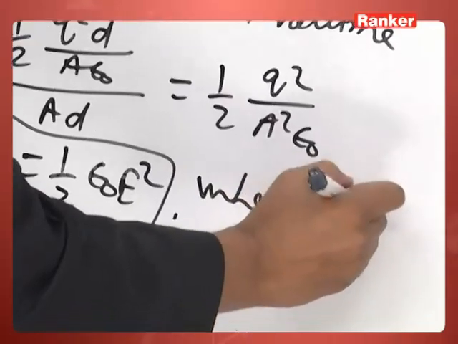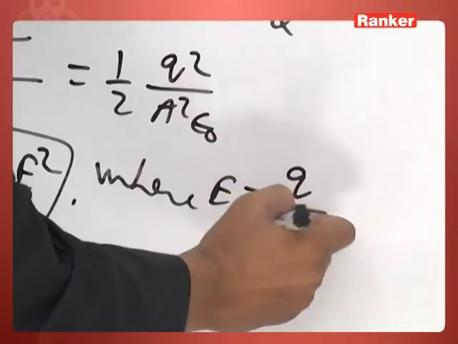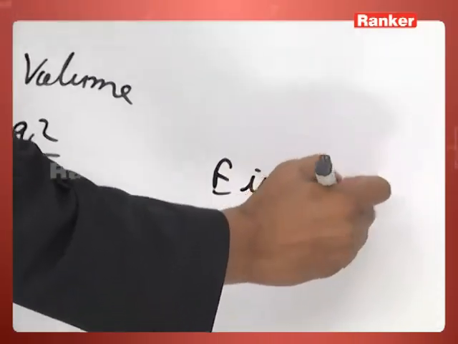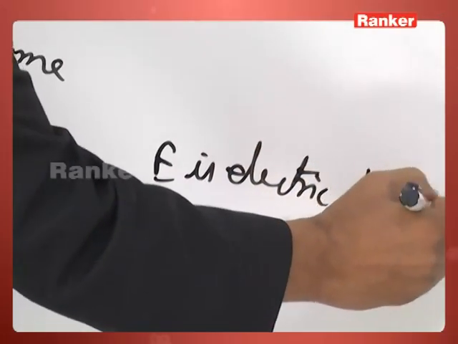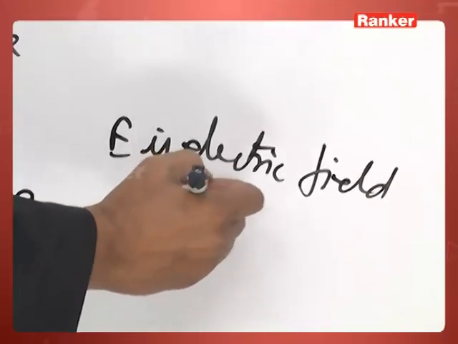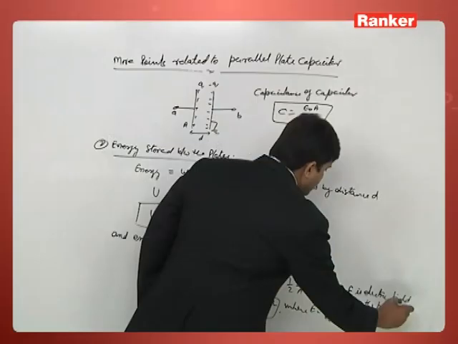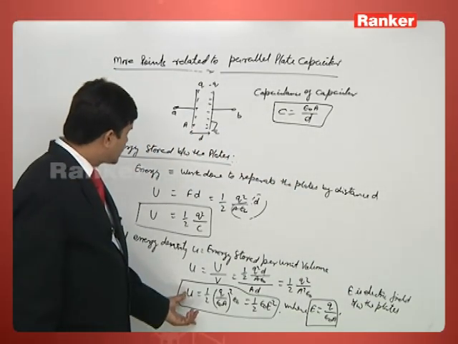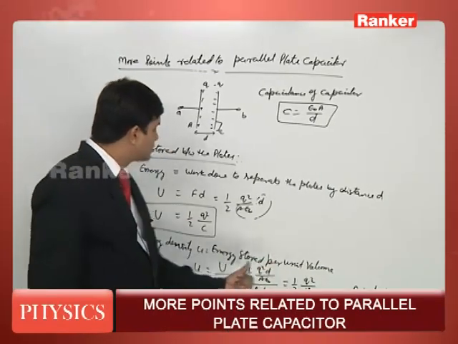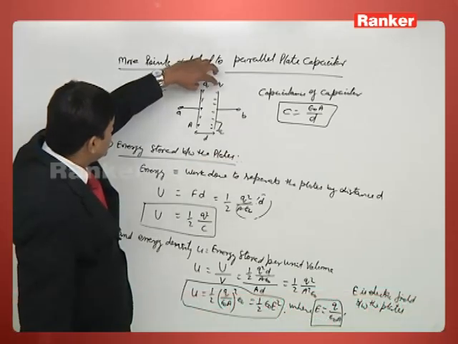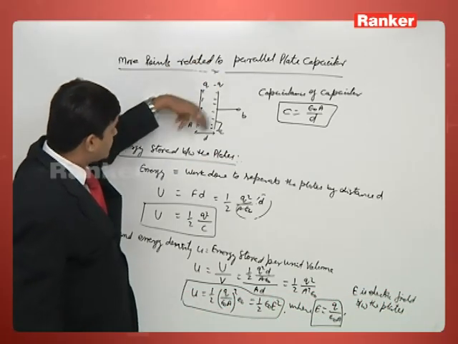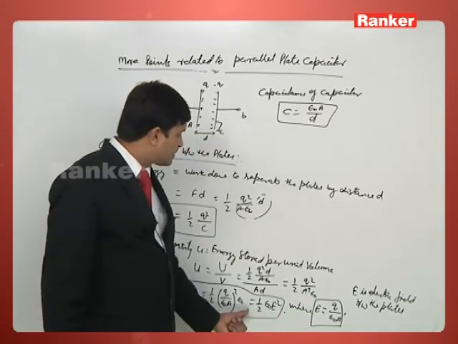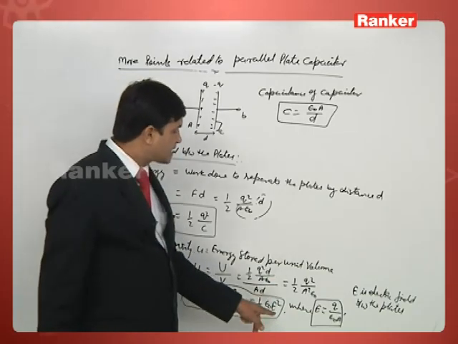Where E is equal to Q by epsilon naught A, and E is the electric field between the plates. That is the resultant electric field between the plates. So energy density means energy stored per unit volume. Whatever total energy is stored between the plates of the capacitor is stored in this volume. So energy density is U by V, which is given as 1 by 2 epsilon naught E square, and this is a very general formula.